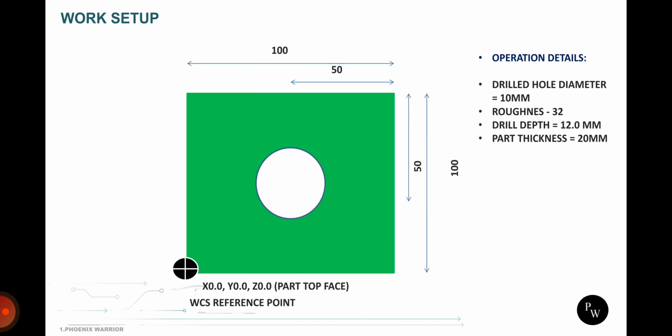The next one is the work setup. Where we want to make a hole is 50 mm from the work coordinate system, in both X and Y axes. The hole has a 10 mm diameter, and they are asking for some roughness, so the hole is finished by the drill. The drill diameter is 12 mm. The part thickness is 20 mm. It's a blind hole, not a through hole.